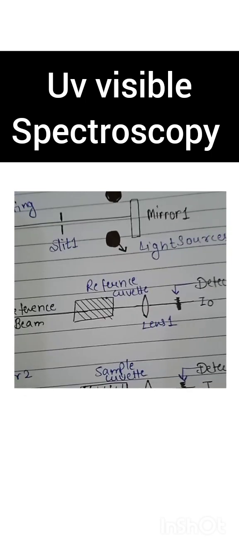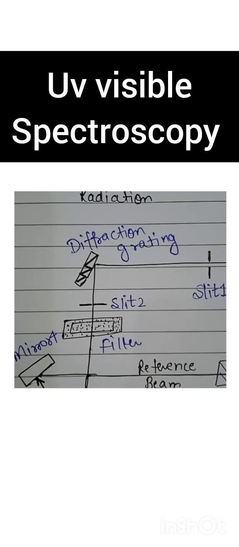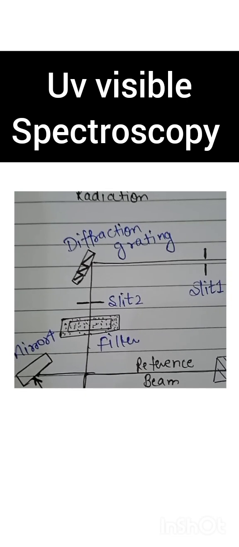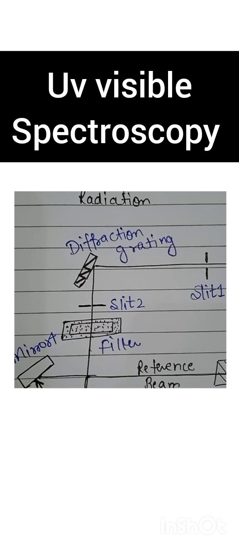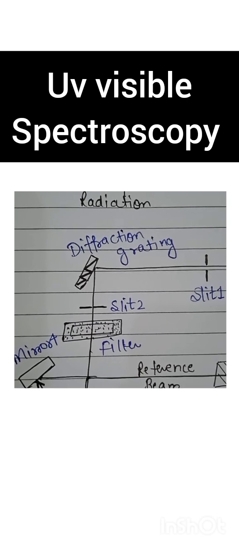Why use a filter? After slit 2 we can see our filter, which is used in this diagram. Filter is used for removing or partially removing ultraviolet radiation from the light source.